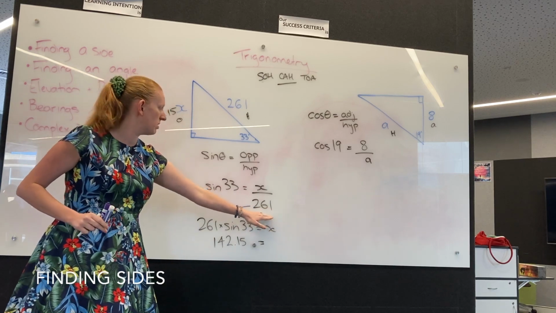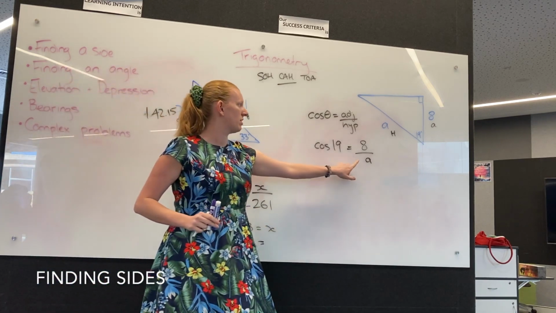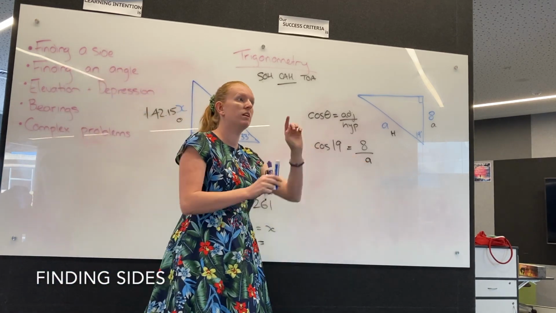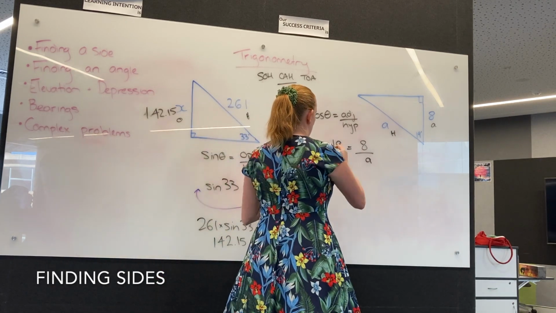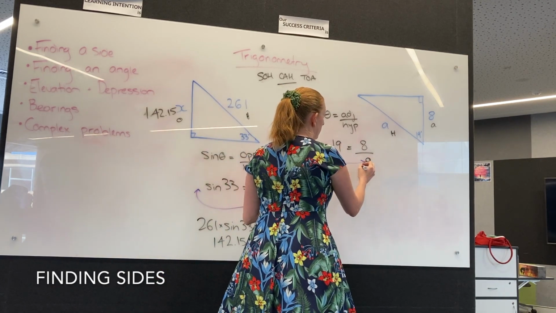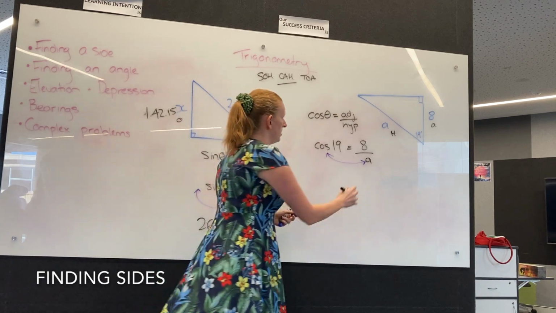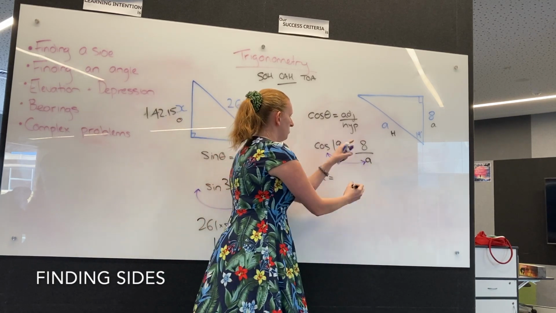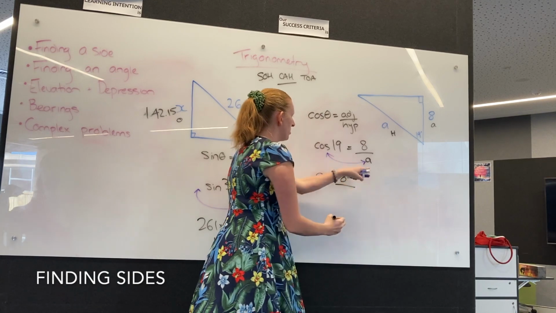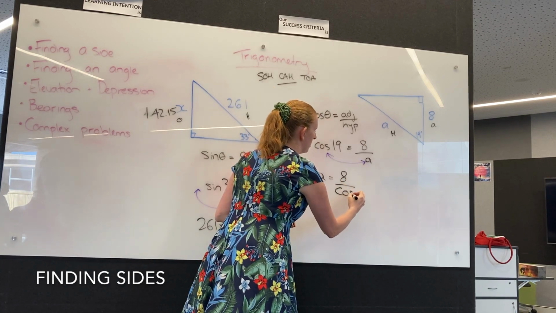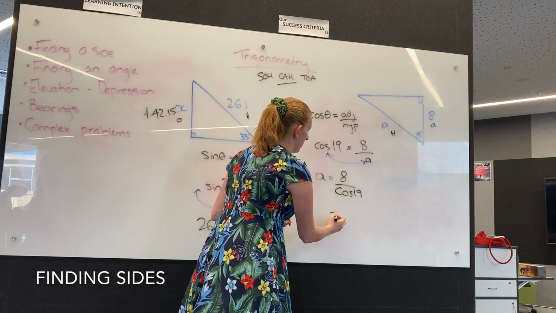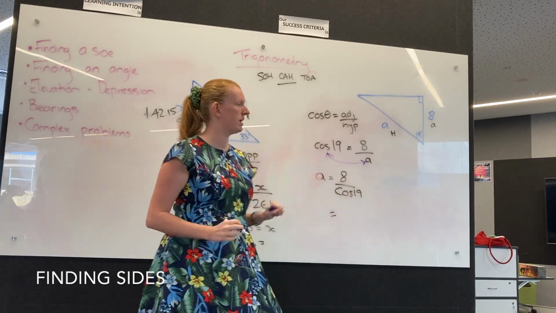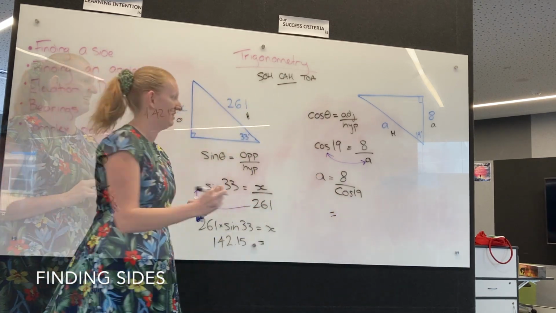When the number's on the bottom, I can move it, but when I've got a letter on the bottom, I can't just move it, I have to swap. So that's going to go there, and that's going to go there. So my A is put up to the front. The top of my fraction stays the same, but on the bottom is now cos 19. I type this into a calculator.